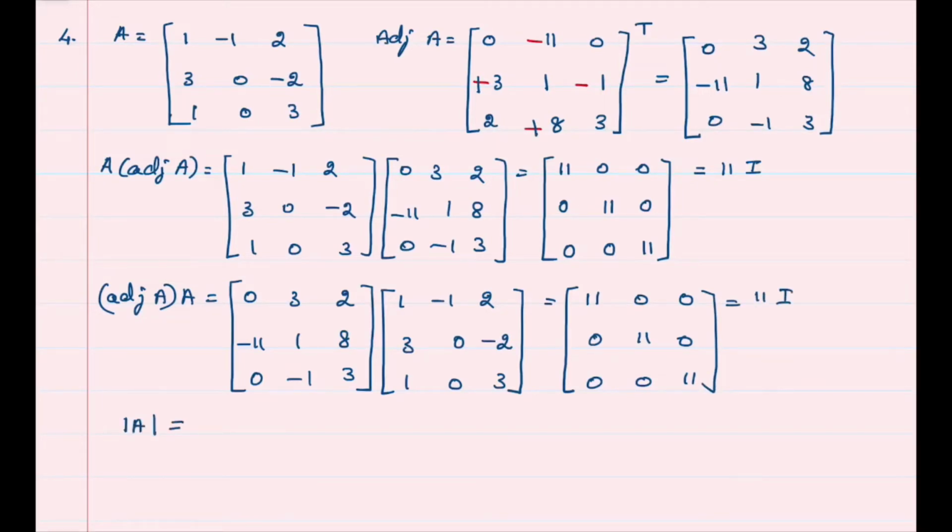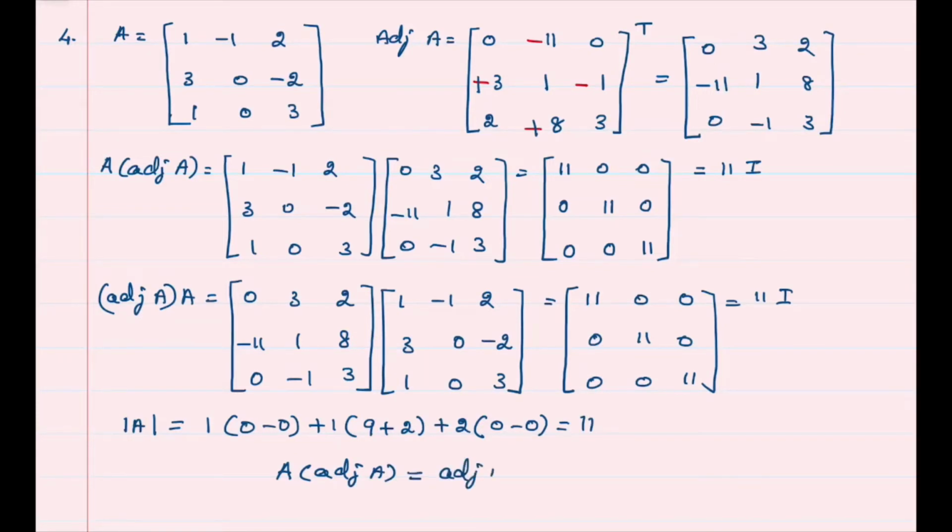Now determinant value of A, we will expand along the first row, which is 11. Therefore, A into adjoint of A is equal to adjoint of A into A is equal to determinant of A into I.